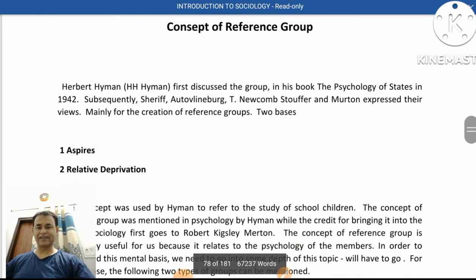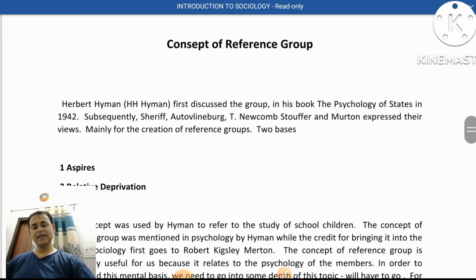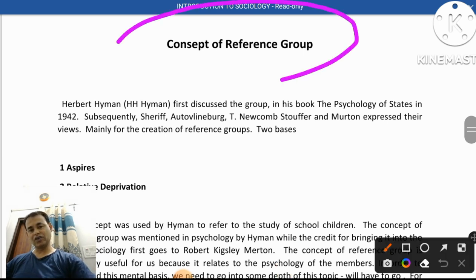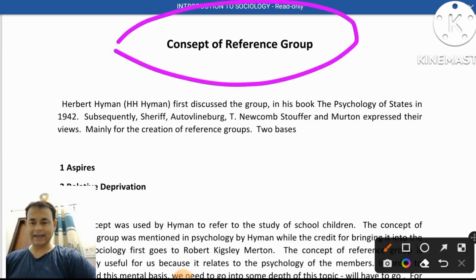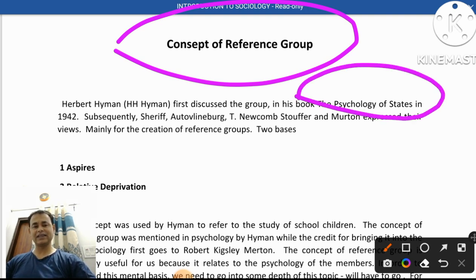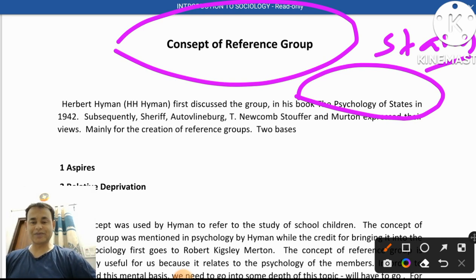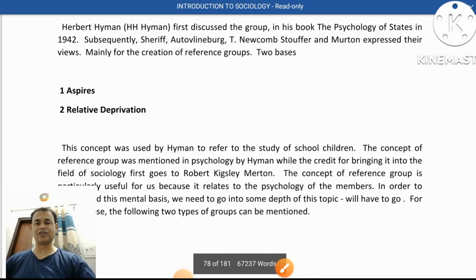Concept of reference group. Here we will discuss the concept of the reference group. Herbert Hyman first discussed the group in his book Psychology of Status, that is status, not estates, a spelling mistake, in 1942. Subsequently, Sherif and Kleinberg, Newcomb, Stouffer, and Merton expressed their views mainly.